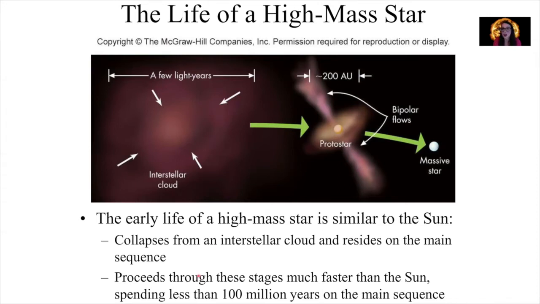Now, after the star is born, these stars progress through the stages of their lifetimes much faster than the sun. They spend less than about 100 million years on the main sequence, these high mass stars. When I'm talking about high mass stars, I'm talking about stars that are about 8 times the sun's mass and larger. Okay, so we're collapsing from an interstellar cloud, we create the protostar, and then eventually we have our massive star, the O and B type stars.